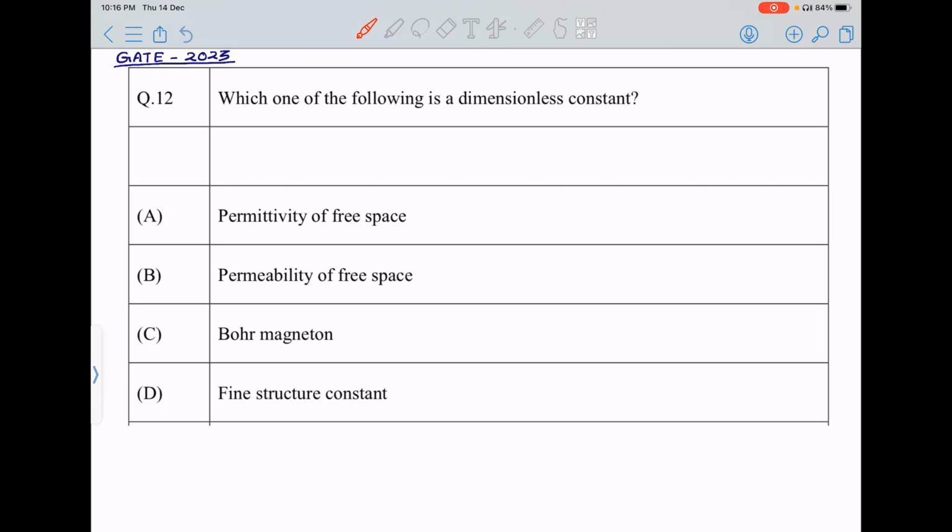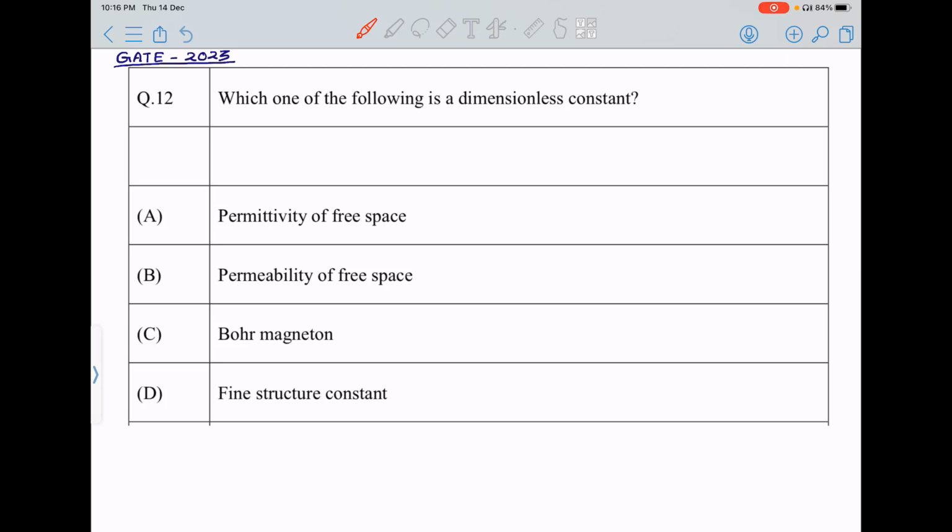Hello, this question is from GATE 2023 from the domain of atomic and molecular physics. And the question states, which one of the following is a dimensionless constant? And the four options are given as permittivity of free space, then permeability of free space, then Bohr magneton, and fine structure constant. So let us check all the options one by one.